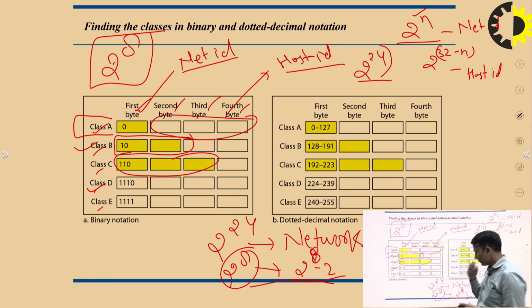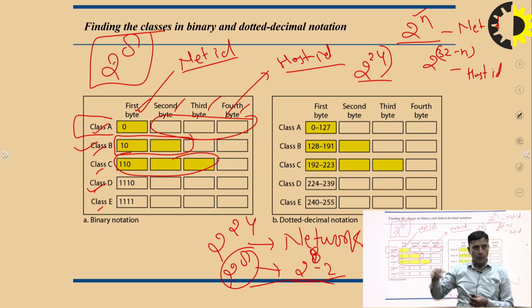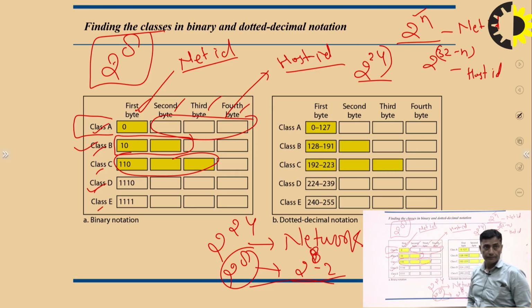Again, there is a very important question that comes from all the 5 classes. You are given a particular sample IP address, and they will ask in which class this address belongs. That means you have been given a particular IP address and they ask you to give the class to which this address belongs. For that, there are some tricks that you should remember here.